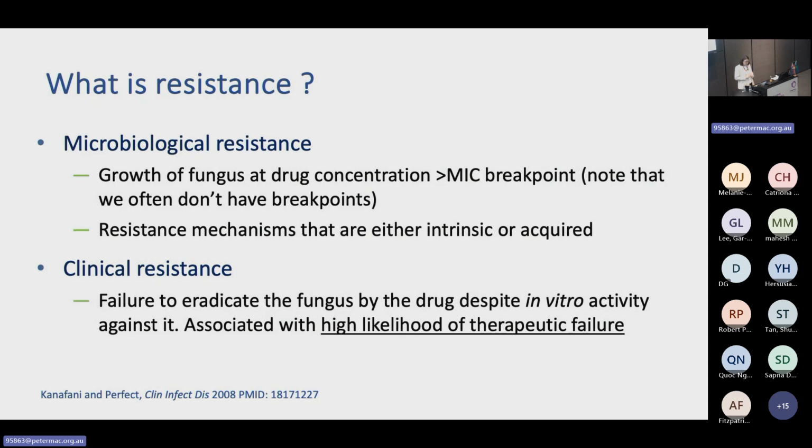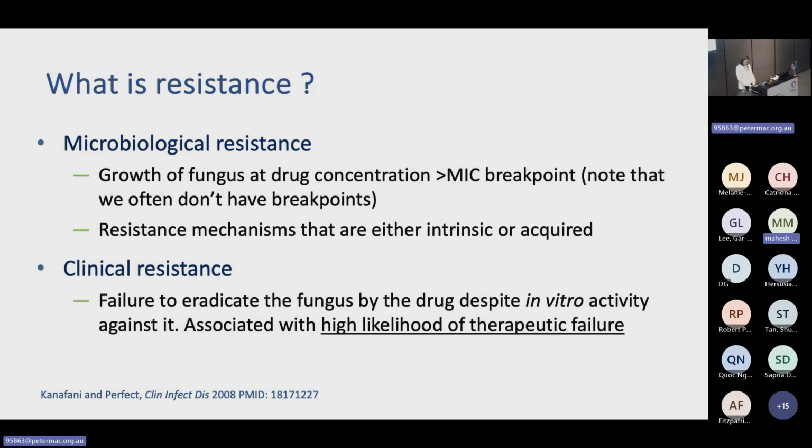So I think it's always good to remind ourselves of what resistance is and the difference between microbiological resistance and clinical resistance. And sorry if I'm preaching to the choir, but microbiological resistance can be seen when we have fungal growth at drug concentrations that are higher than the MIC breakpoints. And of course, that's complicated by the fact that in many cases we don't actually have breakpoints. Microbiological resistance is associated with resistance mechanisms that can be intrinsic or acquired.